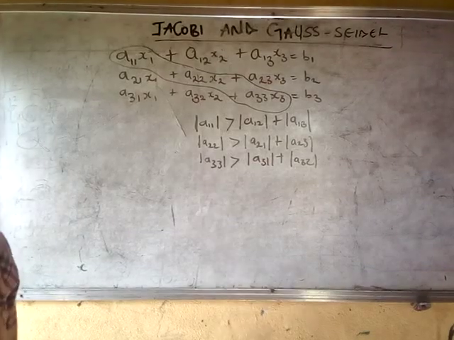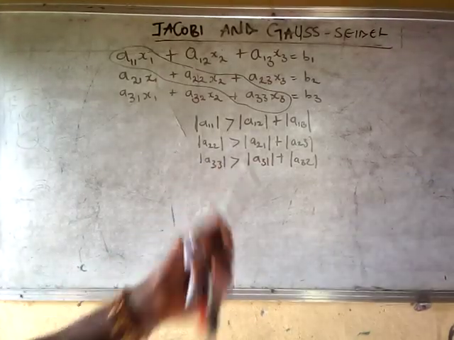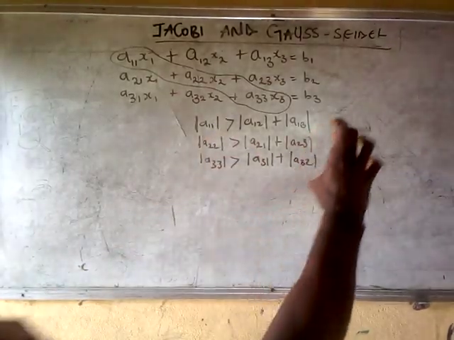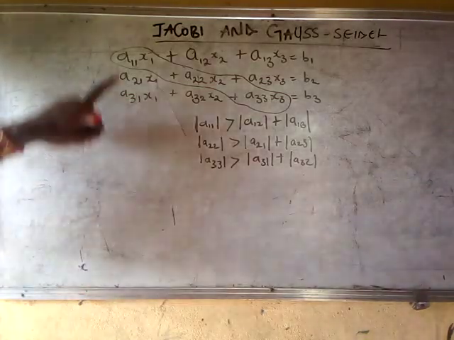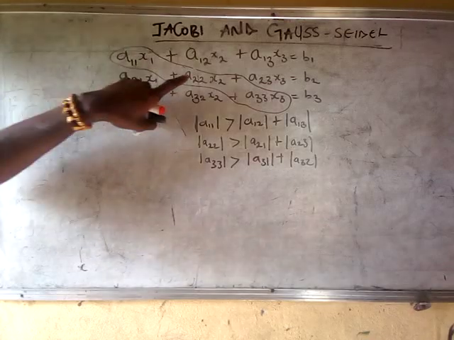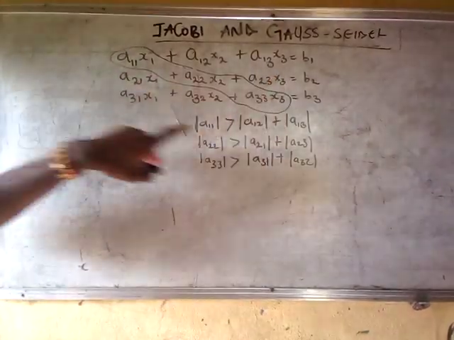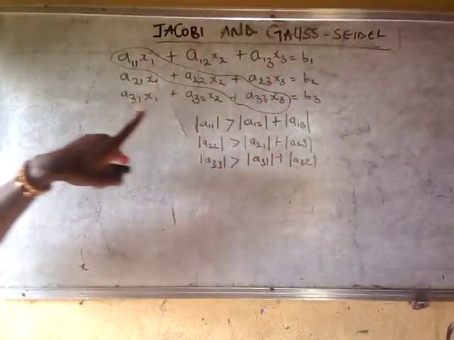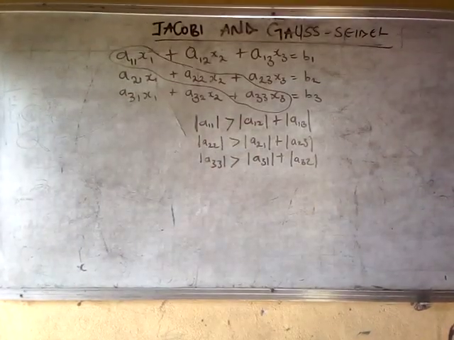So it is very important for you to note. It is called the diagonal dominant property. These are the properties that you need to note. Very important: the coefficient here will always be greater than the addition of the others, the coefficient here will always be greater than the addition of this, and the coefficient here will always be greater than this.